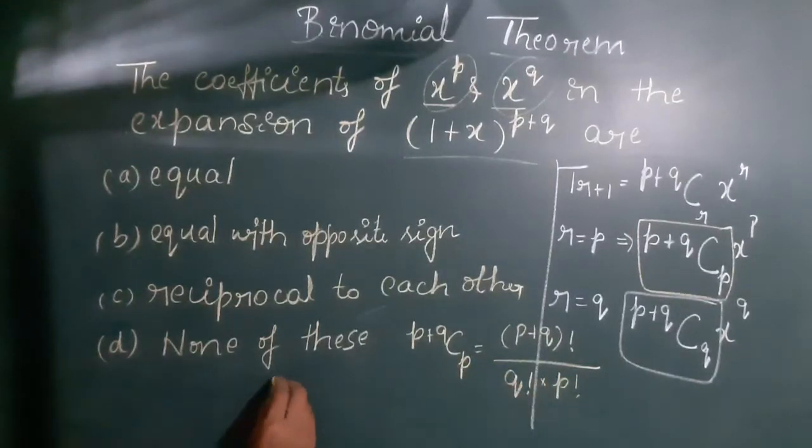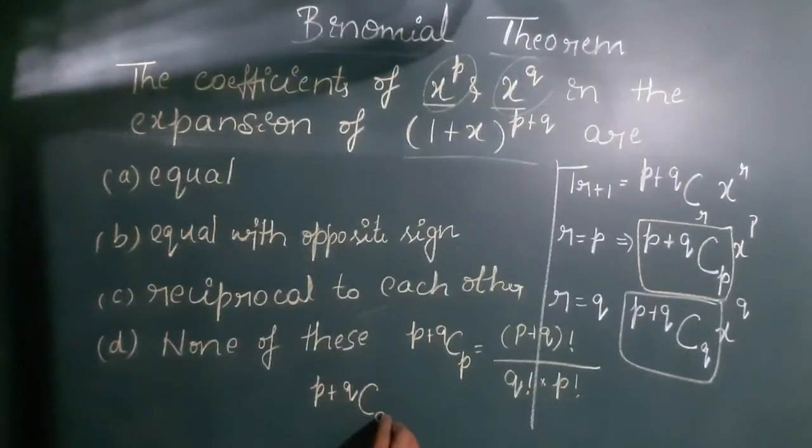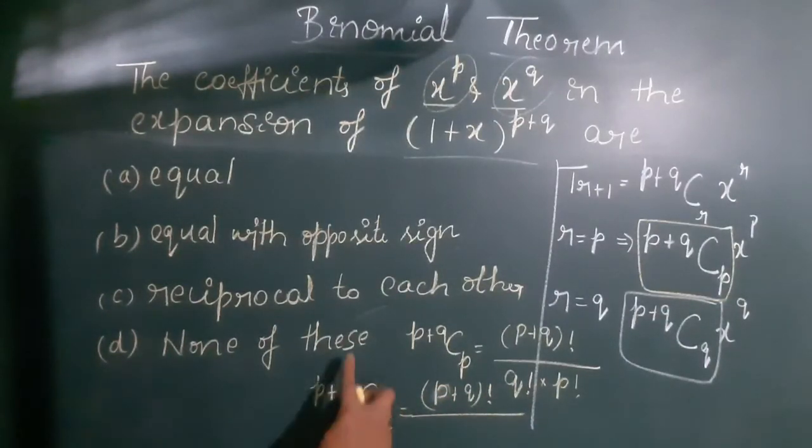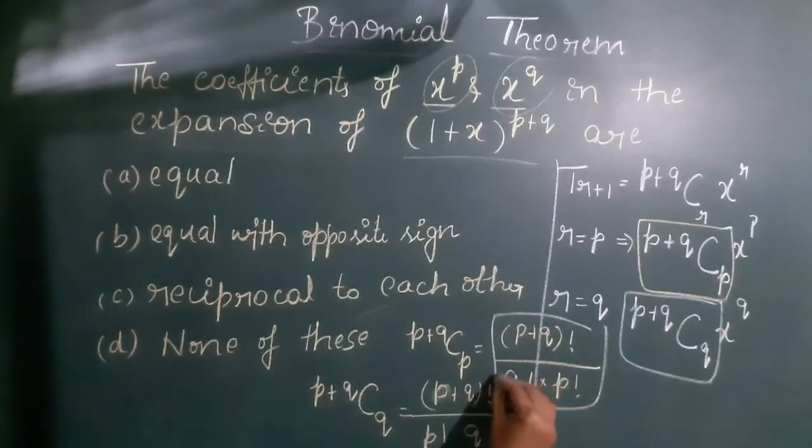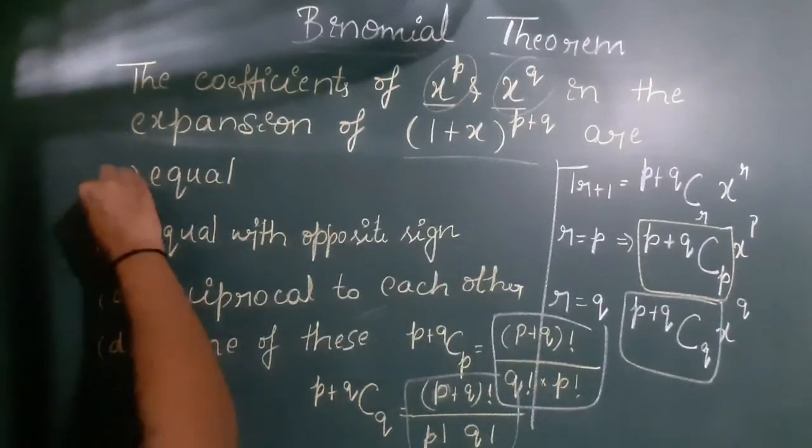If I consider the second one, this is now (p plus q)Cq. So this will be equal to (p plus q) whole factorial divided by (p plus q minus q) factorial into q factorial, so that q and q will get cancelled. P factorial into q factorial. Check whether they are equal. (p plus q) factorial divided by this, this is also (p plus q) factorial divided by p factorial into q factorial. So both are equal, right? So the answer is option A.